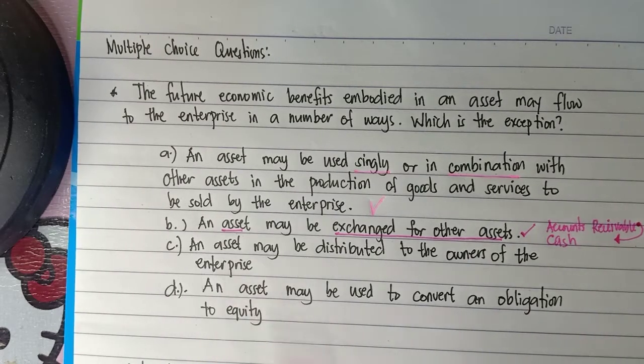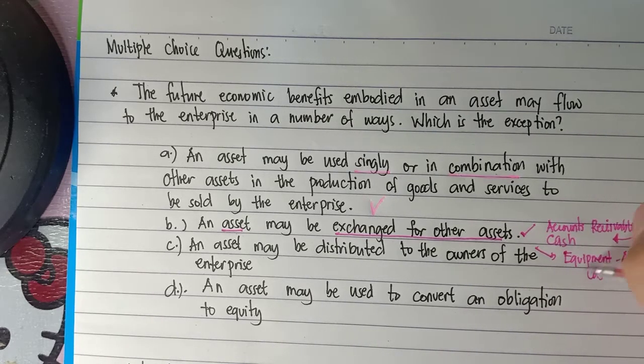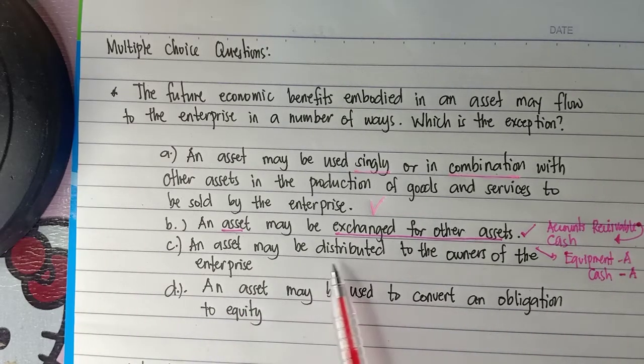Letter C, or another example for this before we will proceed to letter C. When you will buy equipment. So, diba, if you will buy equipment, equipment is an asset also. And in buying equipment, anong binibigay natin in exchange of the equipment, diba? Cash. So, and cash is another asset. So, we converted cash into equipment. Letter C, an asset may be distributed to the owners of the enterprise.